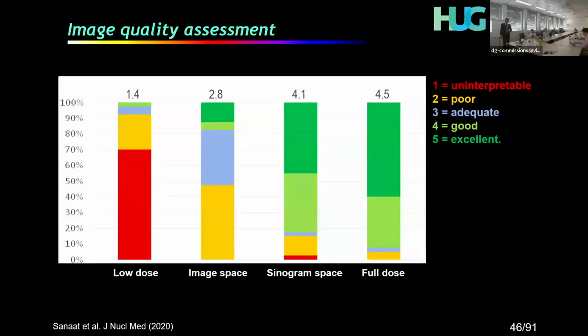We also asked 2 nuclear medicine specialists in the field to give a rank to our images from 1 to 5, in which 1 represents uninterpretable and 5 represents excellent quality. And here we also reported the average of this quality. You can see when we are using our model in sinogram space, the quality can improve from 1.4 to around 4.1.